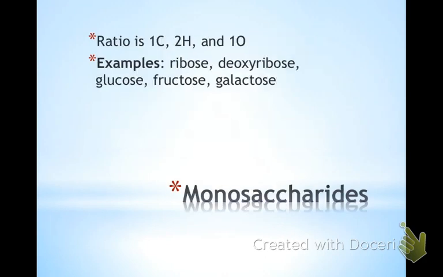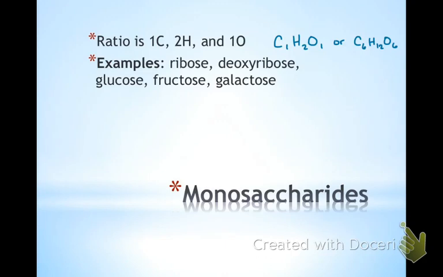So the monosaccharides, they are the simplest sugars, actually. Sometimes we call them simple sugars, and their ratio is 1 carbon to 2 hydrogens to 1 oxygen. So that could be as simple as C1H2O1, but normally you're going to see it as something like a glucose, C6H12O6.